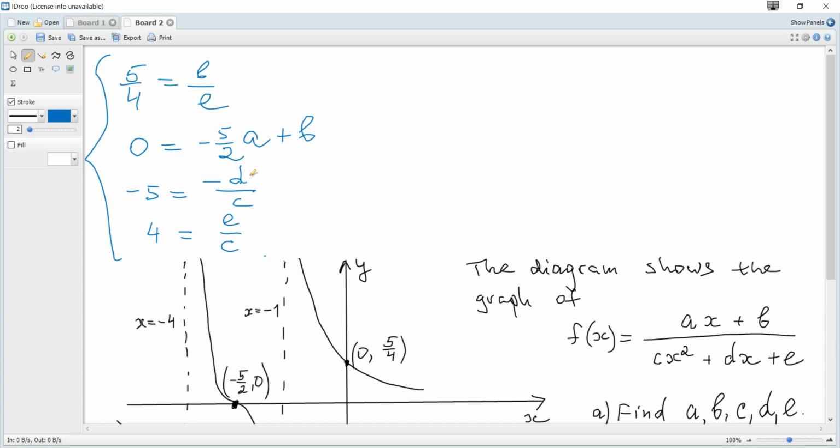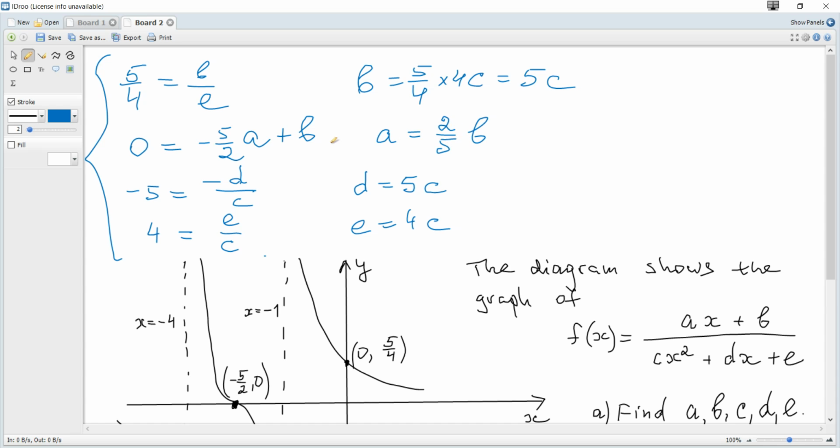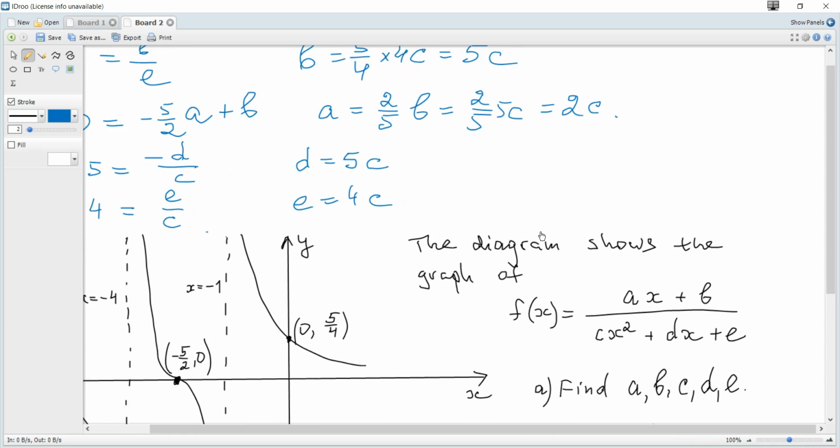We can represent all coefficients in terms of c. So you can see that e is 4c, d is 5c, b is 5 over 4 e, and e is 4c, so it's 5c, and a is 2 over 5 b, and b is 5c, so it's 2c.